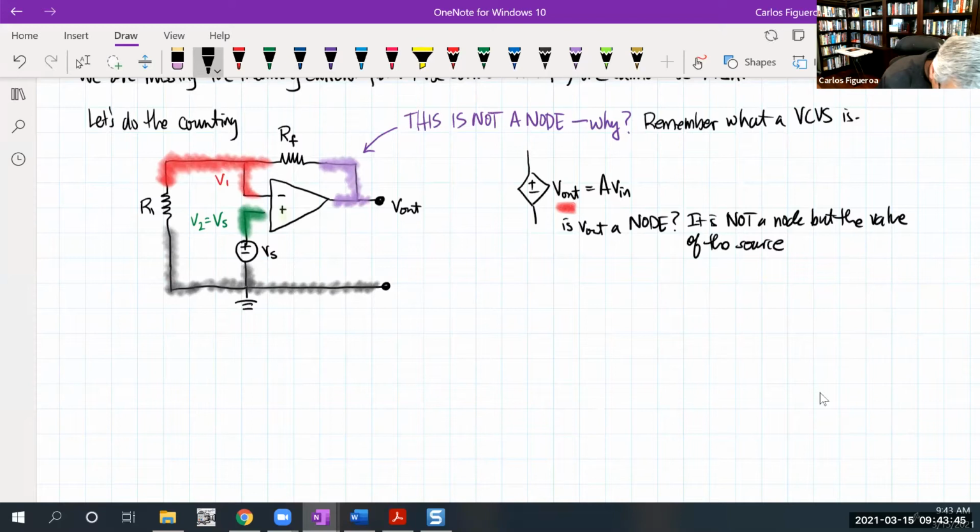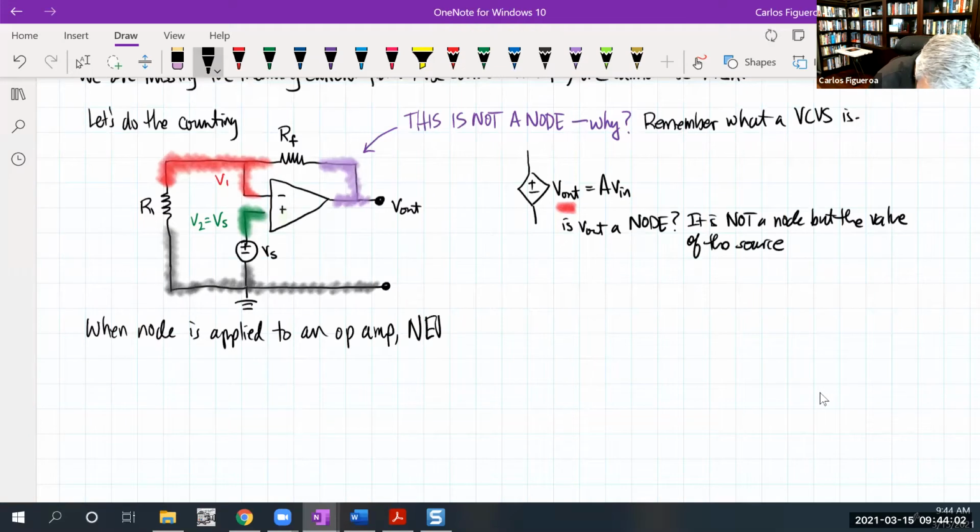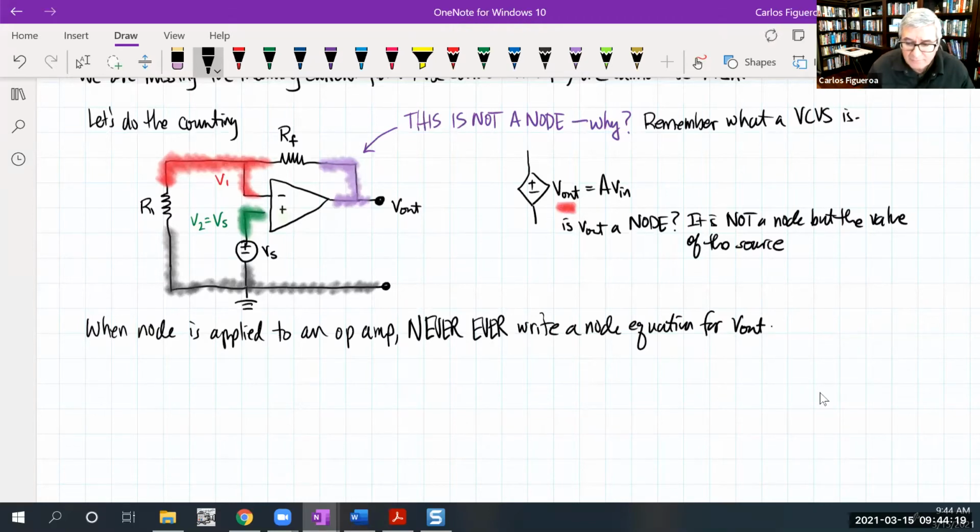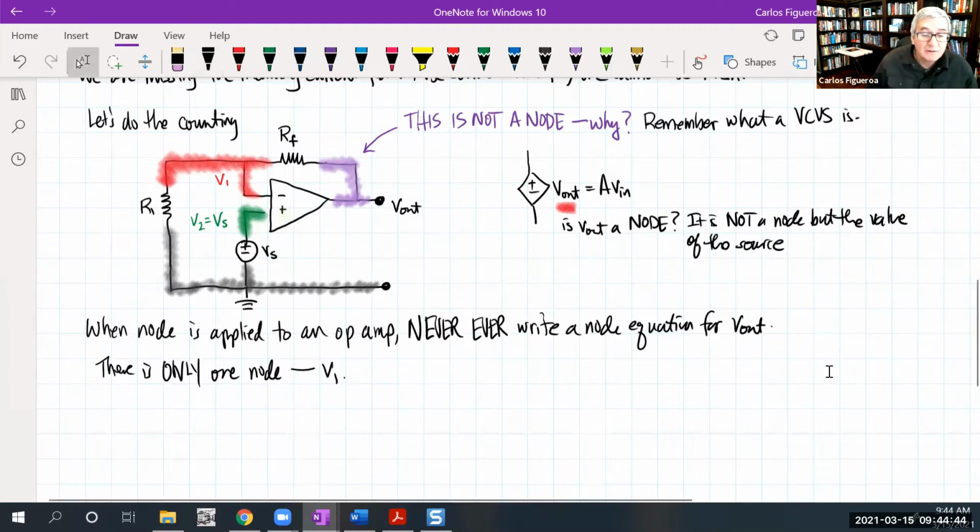So what we do here is that when node analysis is applied to an op amp, never, ever write a node equation for V out. It's not a node. So what we're doing here is using node analysis to write node equations for everything else. So in this case, when I say let's do the counting, there is only one node, and that's V1. So let's write the node equation for V1 then.